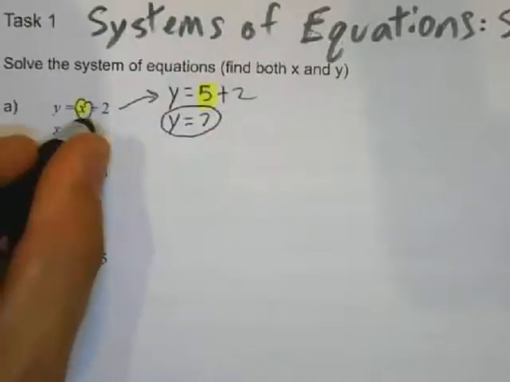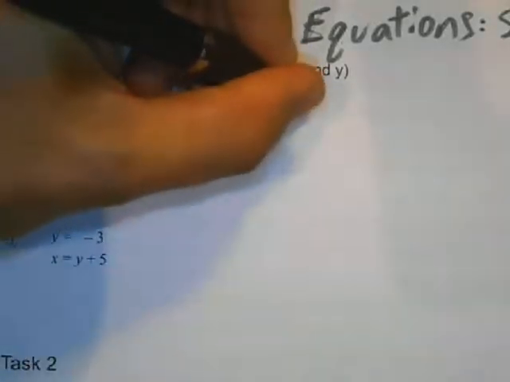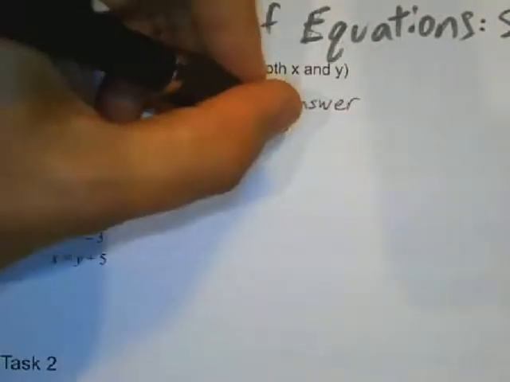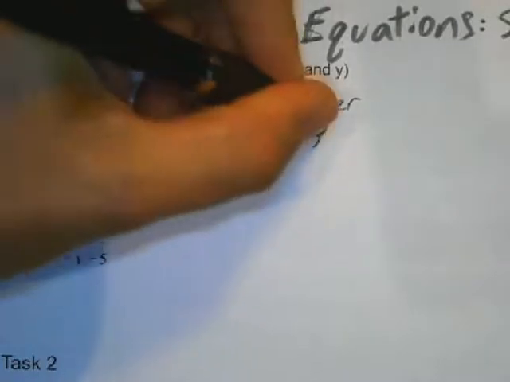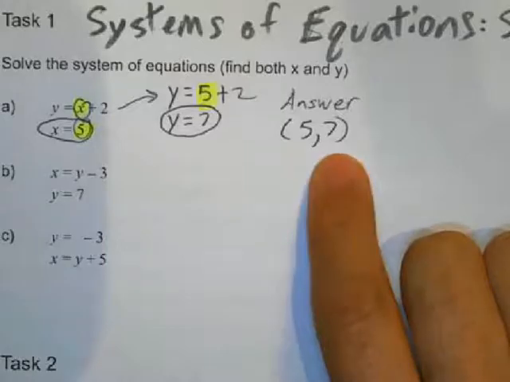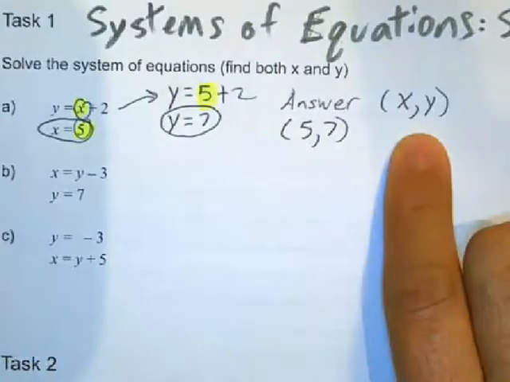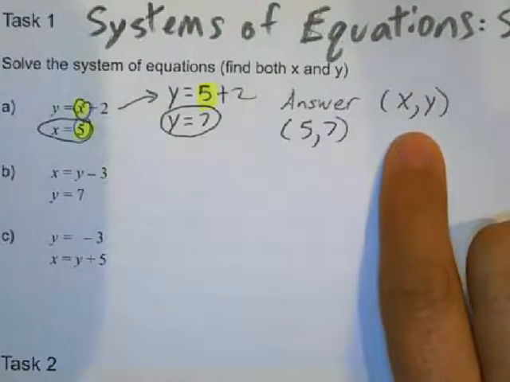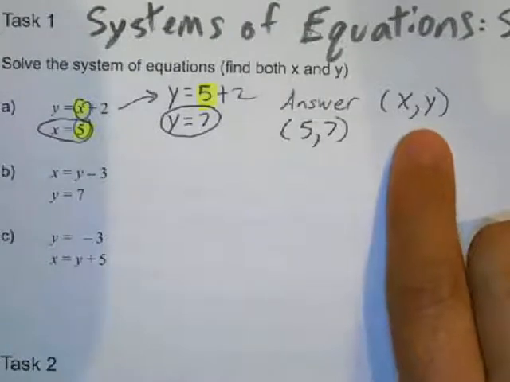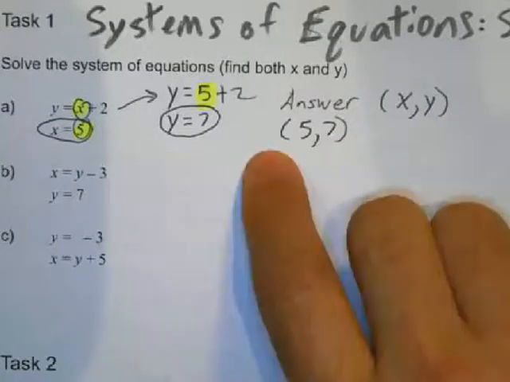We know x is 5 and y is 7, and we want to write our answer as a coordinate pair, so we're going to put it in parentheses: 5 comma 7. Some people were confused on the order of the letters, so think about it as x comma y. How do I know which letter comes first? Well, think of it alphabetically: A, B, C, D, X, Y, Z. X comes before Y, right? So that's how I know the 5 comes before the 7.